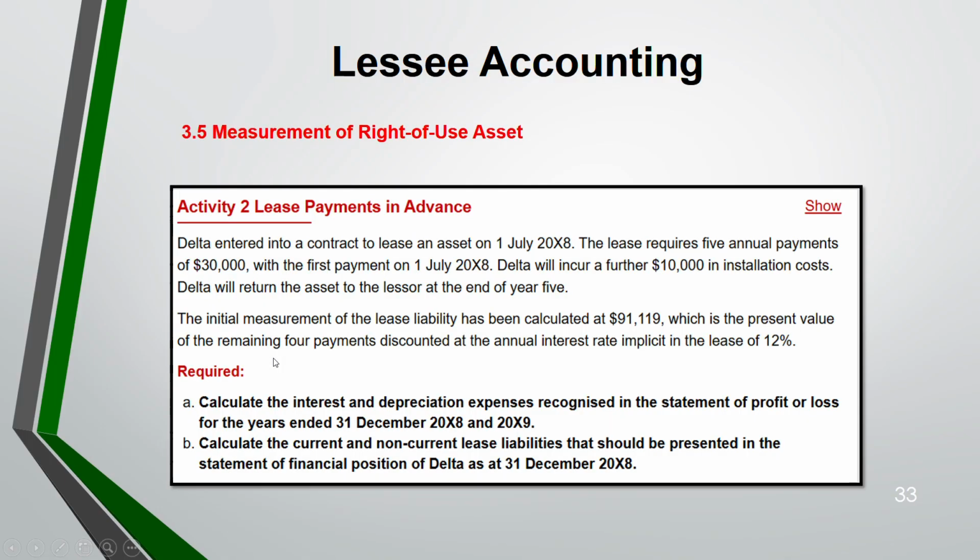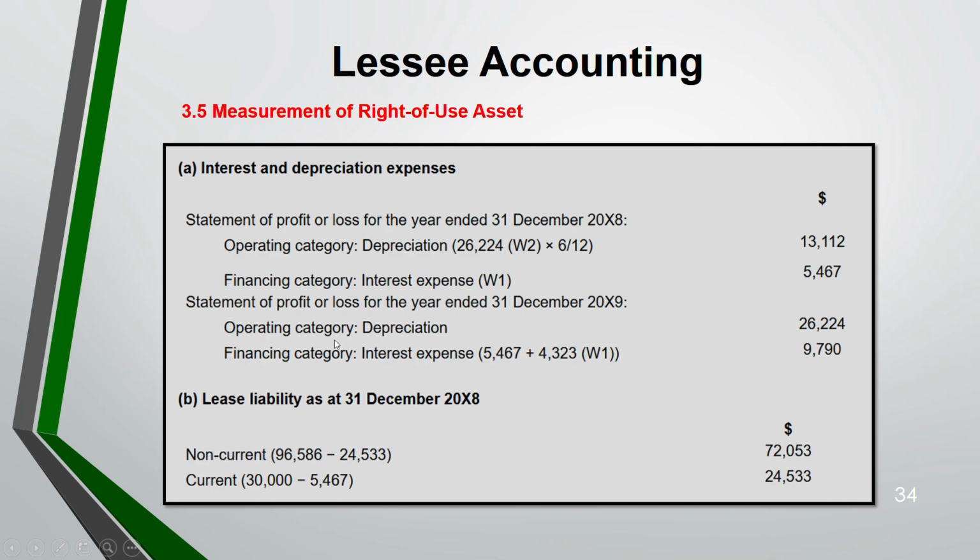Now, in activity 2, so this is the solution for activity 2, where we have divided our expenses into operating and financing category. In the operating category, we have depreciation for both the years, and in the financing category, we have the interest expense. And the depreciation that we have calculated in working 2, we just take for 6 months for 31st December 2008, because we start from July to December. But for 2009, there is no issue. We just take the depreciation that we have got in our working.